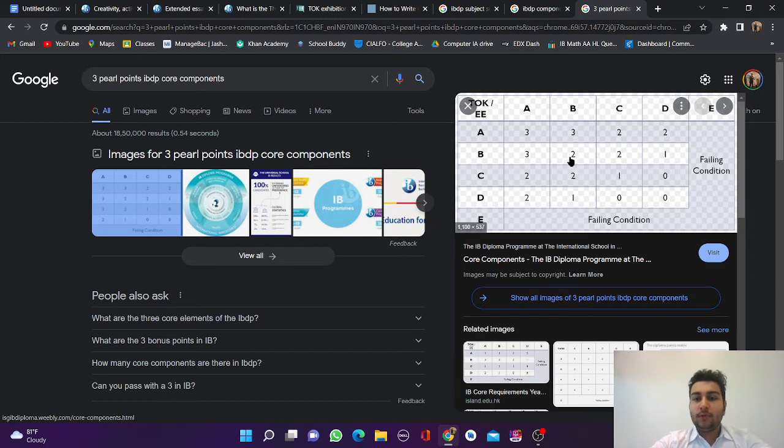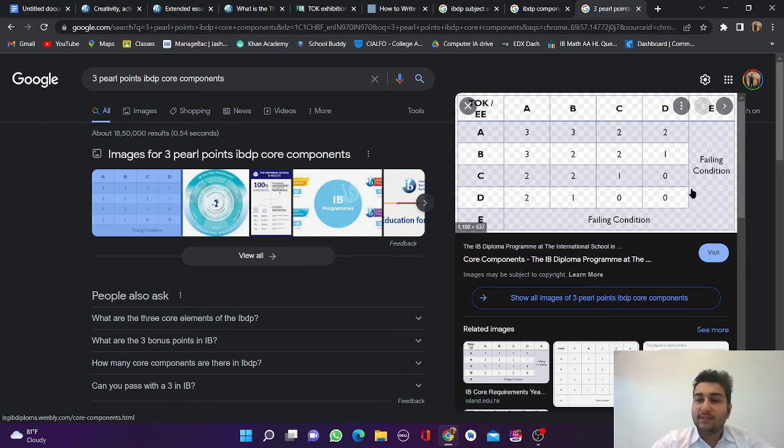If you get an A in TOK and an A in extended essay, you get a three. If you get a B in TOK and an A in extended essay, or vice versa, you also get a three. So basically, you need to secure a three: an A in both subjects, or an A and a B, to secure a score of 3 points.